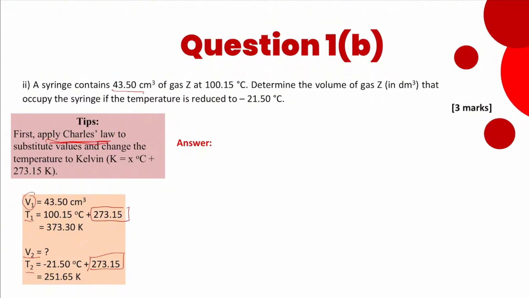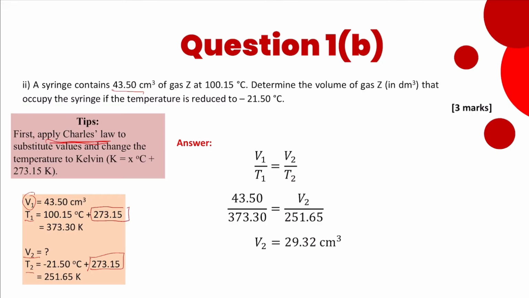Now, what is left to do is just to substitute all the information in the formula. So this is the formula for Charles' law. So just substitute all the values and we want to find V2. So here we have found V2 in cm3. But the question asks you to give the answer in dm3. So we need to change cm3 to dm3. You should know that 1 dm3 equals 1000 cm3. So to change cm3 to dm3, you have to divide it by 1000. So when you divide it by 1000, you will get this. This is the final answer.